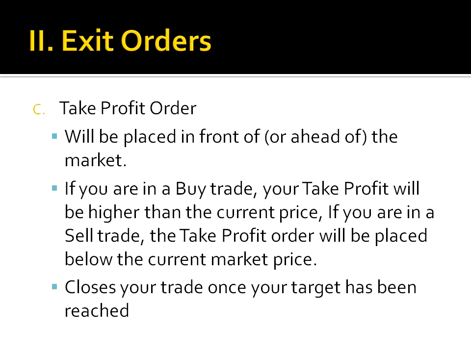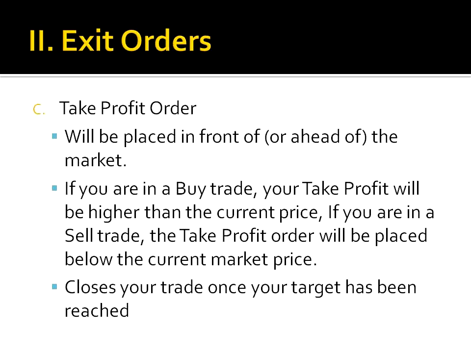The take profit order will be placed in front or ahead of the current market. If you're in a buy trade, your take profit level will be higher than the current price. It will be up on top. If you're in a sell trade and you want the market to go down, the take profit order will be placed below the current market price. This take profit order will close your trade once your target has been reached.